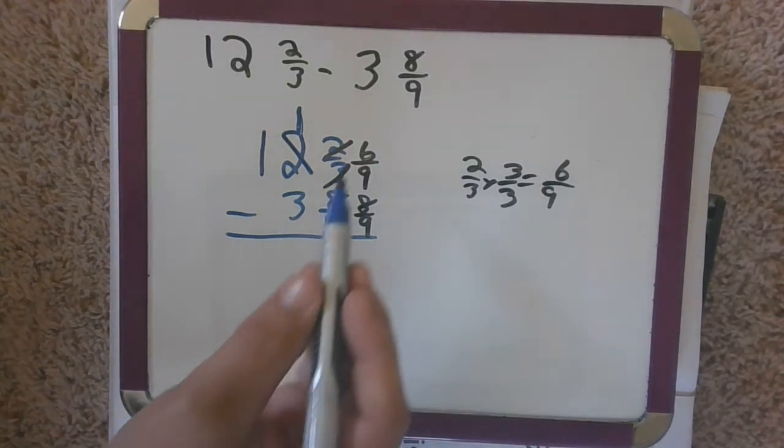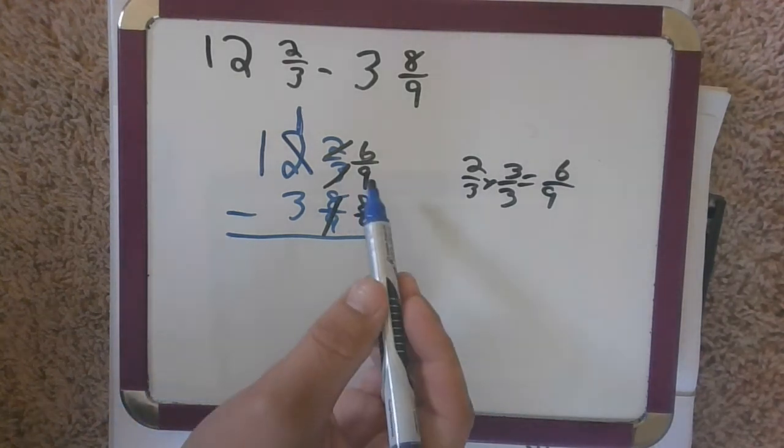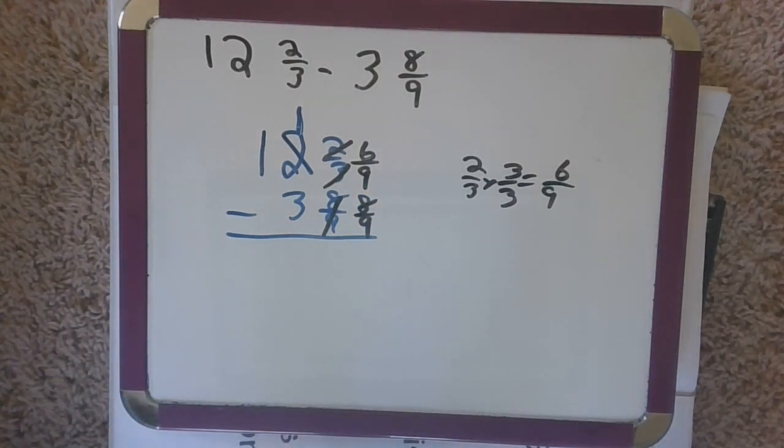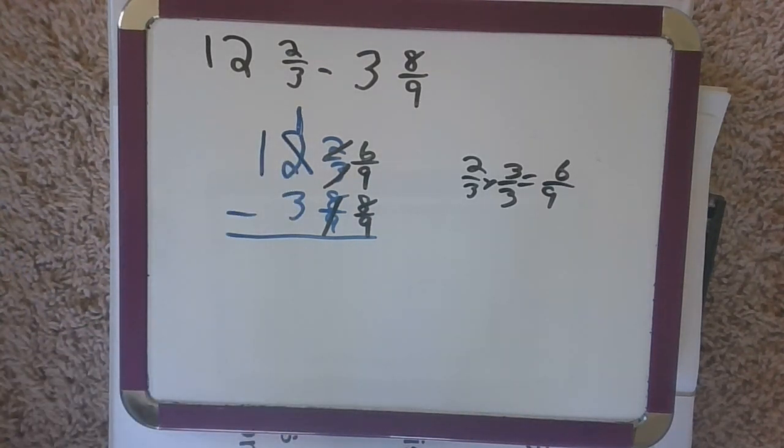Most people want to add 10 right here because that's what we do normally in the base 10 system. When you break 1 apart, it becomes 10 of the next piece. But I don't want to break it into tenths, right? I need more ninths. I'm taking away 8/9. I don't have enough ninths, so I need to take the one that I borrowed and turn it into 9/9 because I need more ninths.